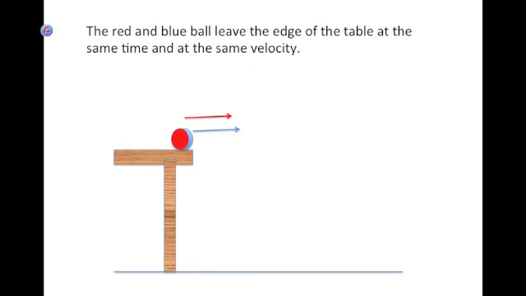Okay, if we look at this simulation, there's a red and a blue ball, and if the red and the blue ball leave the edge of the table at the same time and at the same velocity, I'd like for you to predict what you think will happen. So think about that for just a minute, keeping in mind that they are released from the same height, at the same time, and at the same horizontal velocity. Let's see what happens when they go.